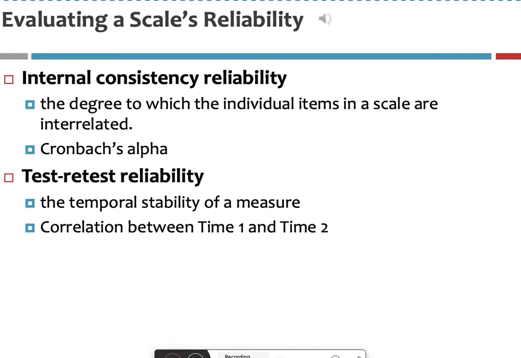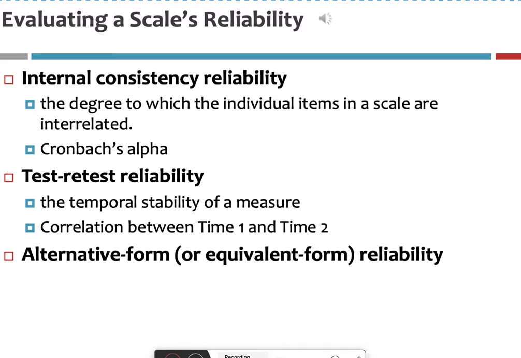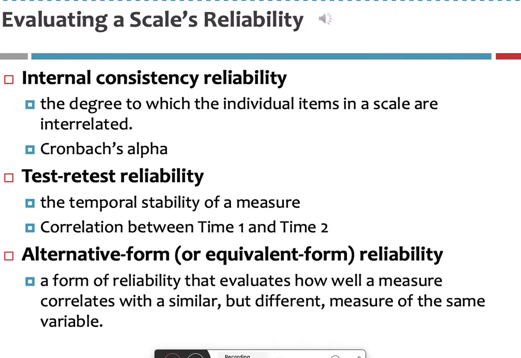And then finally, we have our alternative form or equivalent form reliability. And this is where we're looking at the reliability or the consistency or the correlation between two versions of the same measure. So for example, your next exam, I'm not doing this, but if I were to create two different forms of the exam, a form A and a form B, so similar questions about the same content, and I gave you those two forms of the measure, I would look to see if scores are consistent between form 1 and form 2. So that would be your alternative form reliability.